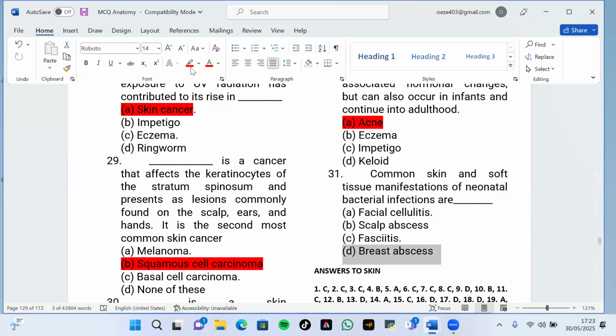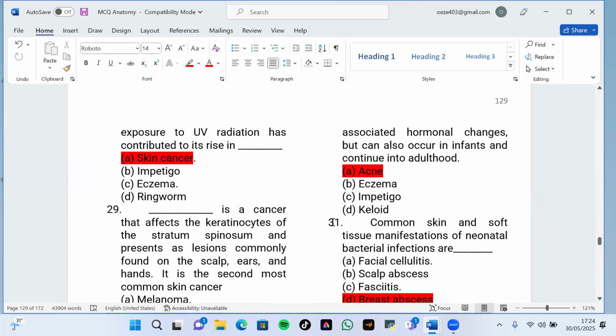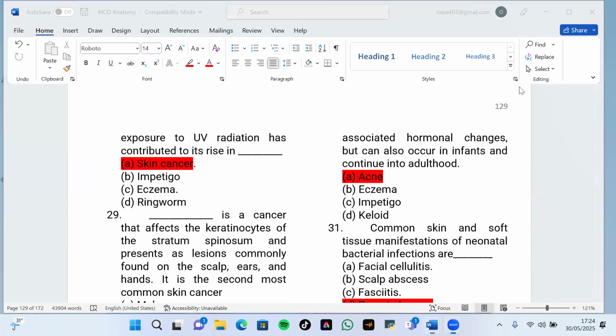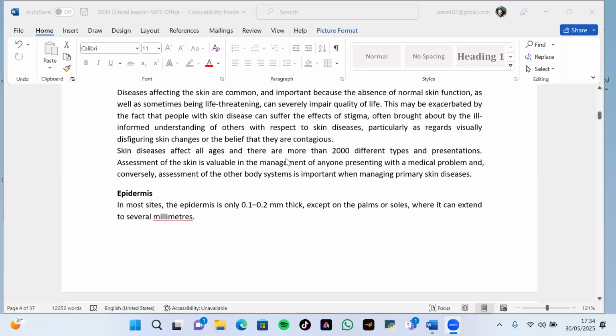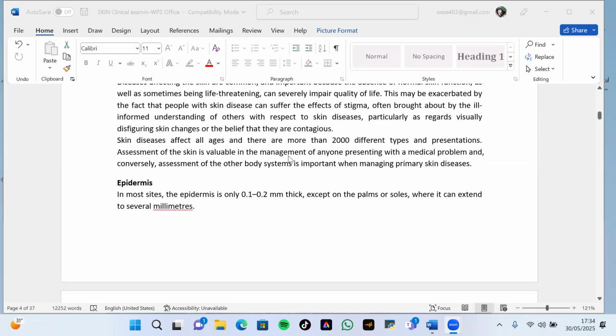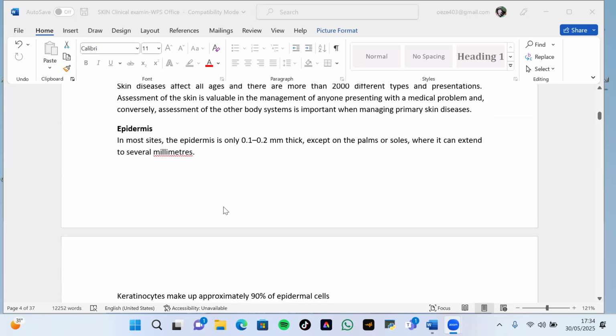So with this, we've come to the end of the likely questions that have toured us around the skin. Now let's look briefly at the parts of the skin. Most importantly, we're going to look at the parts. Remember, these parts have been affected by different disease conditions. Now, let's look at the epidermis.